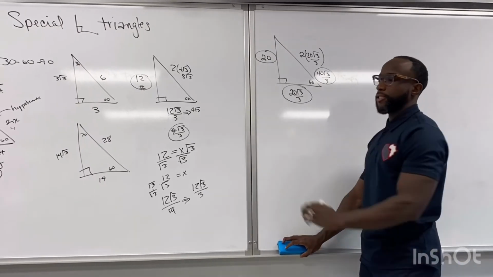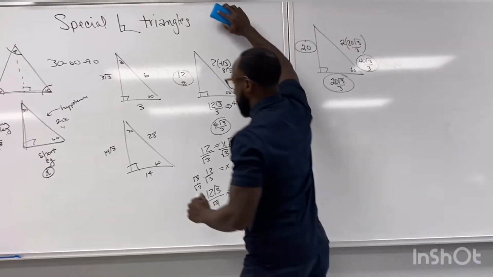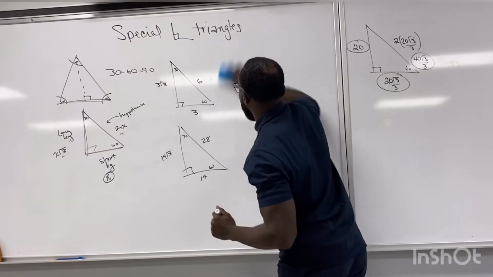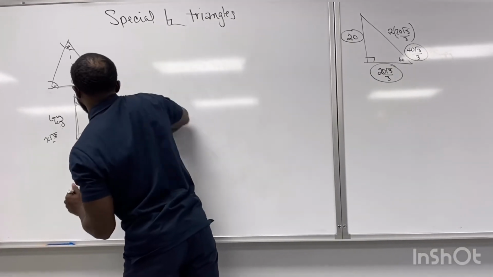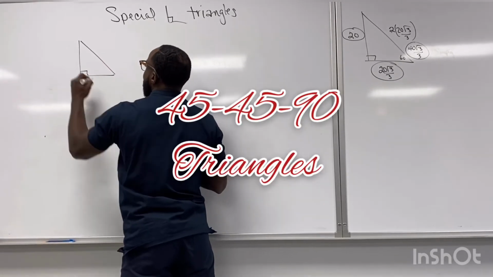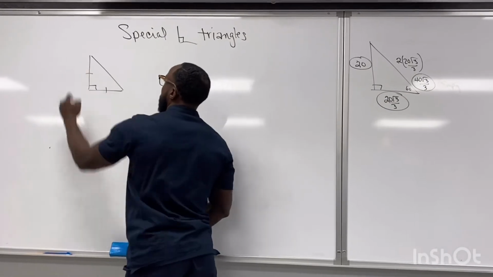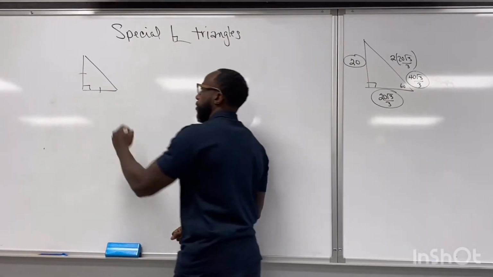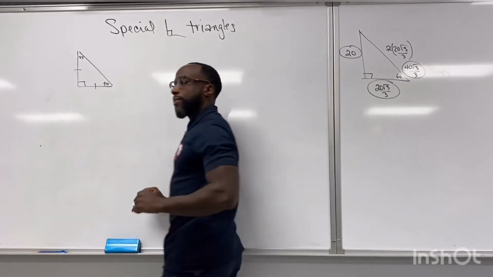Alright, so that's your 30, 60, 90 triangle. Let's go to our next type of special triangle. Remember that root 3 over 3 stuff. Now this one derives from an isosceles right triangle. Isosceles means what? Two out of three the same. About two of the three sides are congruent, right? With the isosceles right triangle, you have a 45-degree angle, right?